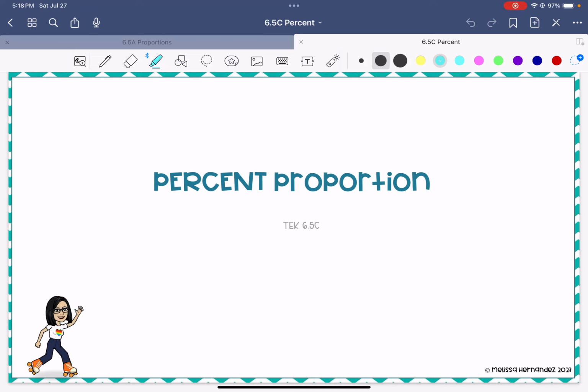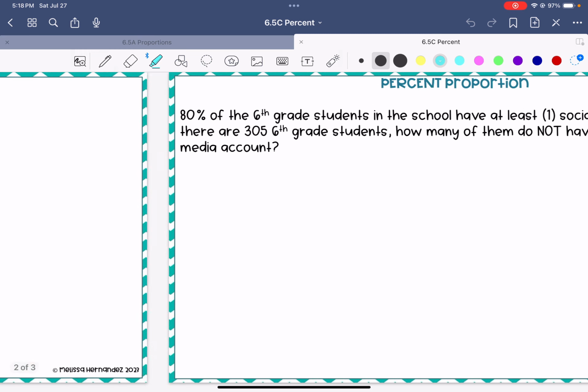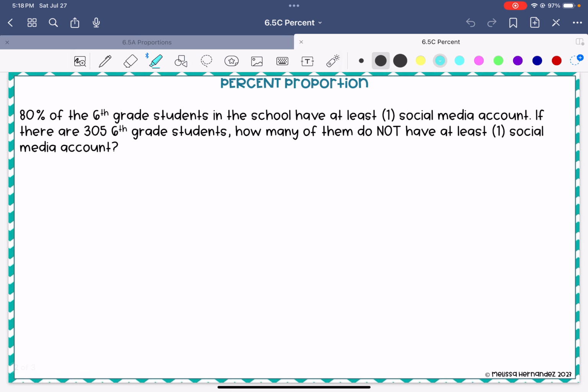All right, so for this video, we're going to focus on percent proportions. Let's go ahead and get started. Let's refresh our memory. Percent just means out of 100. That's it. So you've got to keep that in mind when you're solving any percent problems.